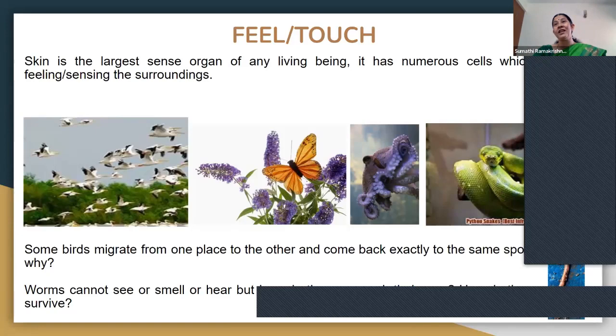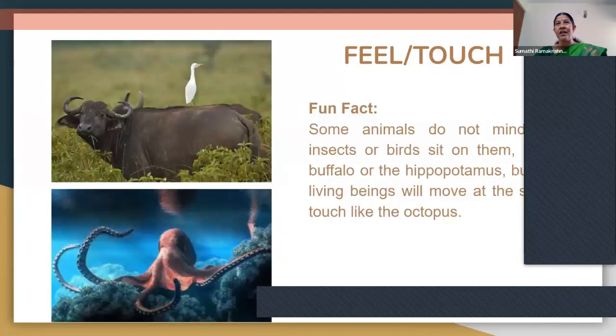And again, another fun fact of feel or touch. See, you would have seen some animals do not mind when an insect or bird sits on them.